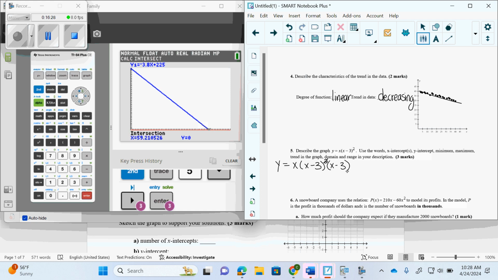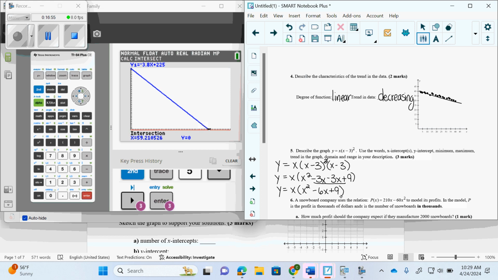I'm going to leave the x sit out front for now. And I'm going to FOIL the inside. So I get x squared. X times x, first times first, outside times outside, negative 3 times x is negative 3x. Inside times inside, negative 3 times x is negative 3x. Negative 3 times negative 3 is 9. So I get y equals x, collect like terms, x squared minus 6x plus 9.